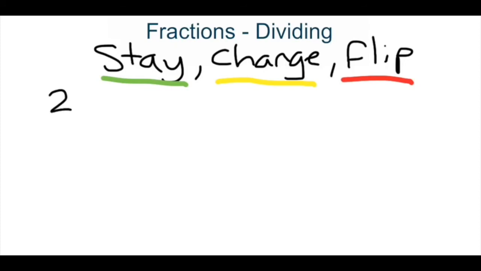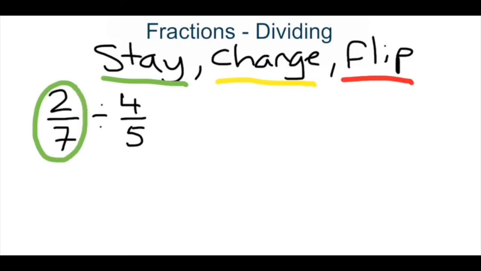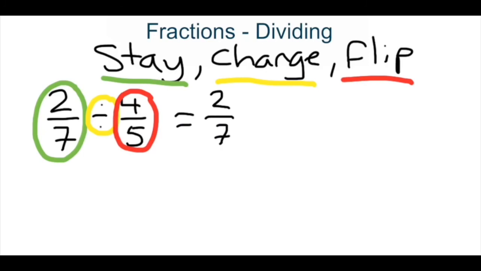If we have 2 over 7 divided by 4 over 5, we are going to keep or make the 2 over 7 stay the same. We are going to change the divide symbol to a times, and we're going to flip 4 over 5, so it becomes 5 over 4. So this will look like 2 over 7 times 5 over 4.